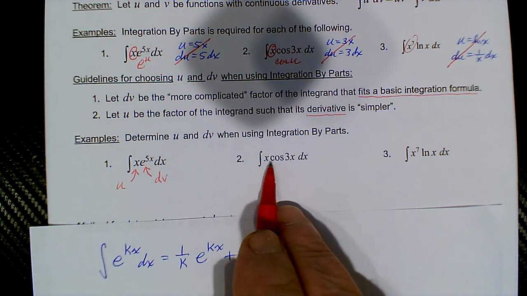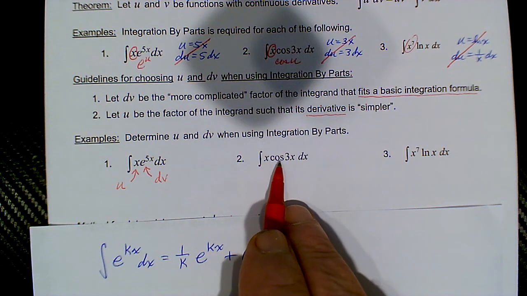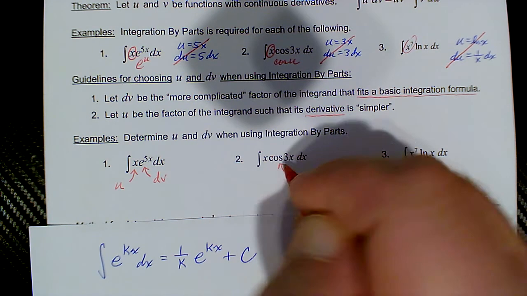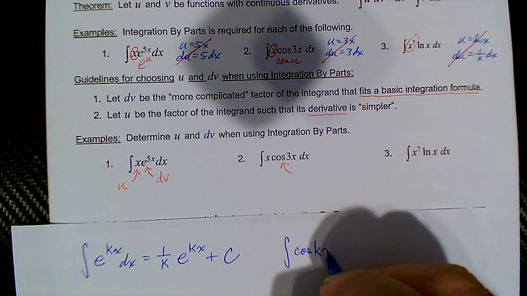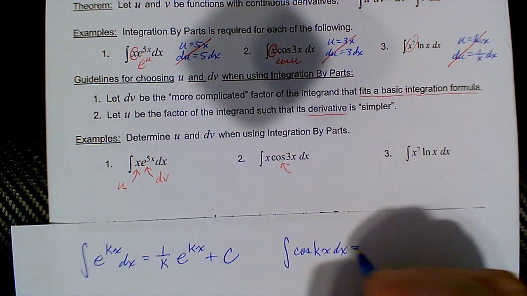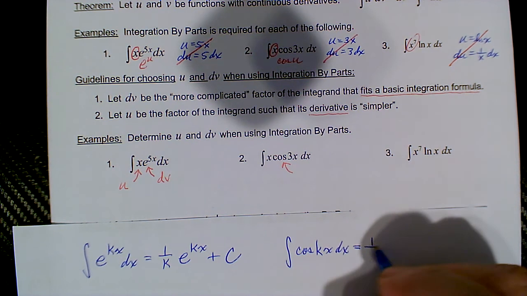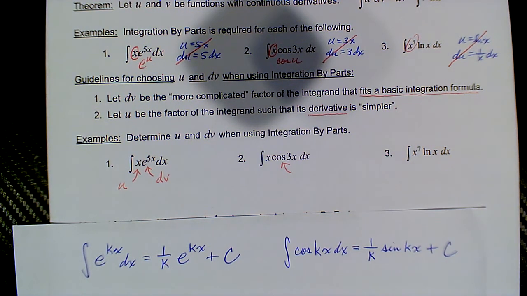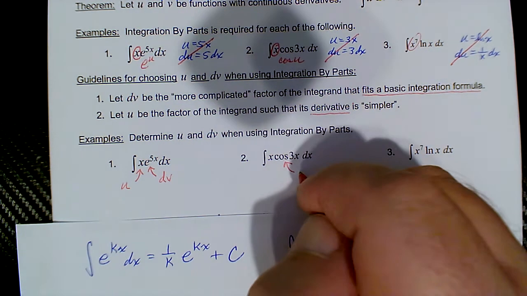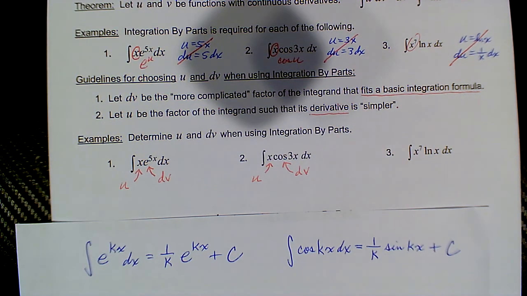Now, the same argument here. You've got two factors. The x is stopping us from fitting the basic integration formula. But if we take cosine of 3x, which is the more sophisticated or more complicated factor on its own, the question is, do we have an integration formula for that? And we do. Again, that's the linear argument rule. So this is why I was stressing the linear argument concept so much, because now we're going to be using it constantly. And cosine, we know, integrates to be sine, but because of the linear argument kx, modified by 1 over k. So 1 over k times the sine of kx. So we have a basic integration formula for cosine 3x. So we'd say that should be our dv. Choose our u to be x because its derivative again is simpler.